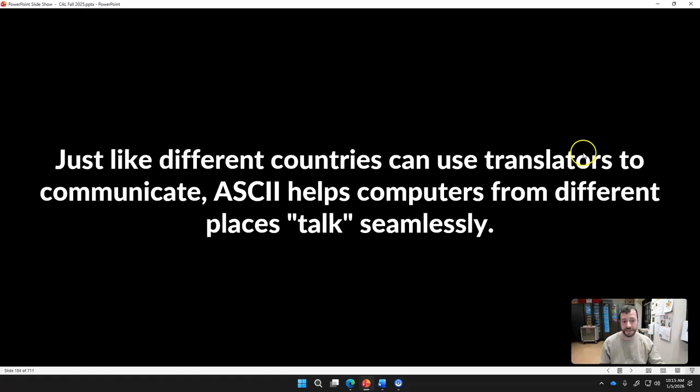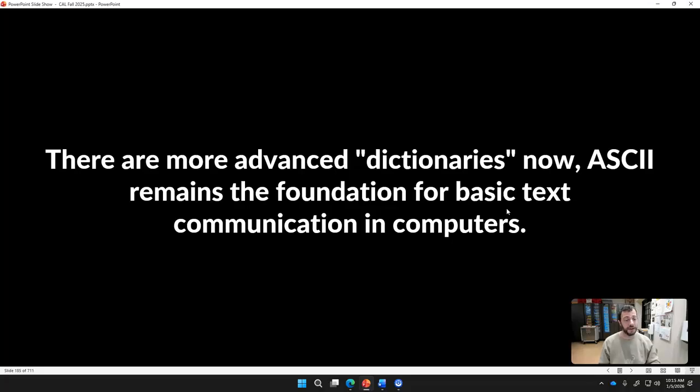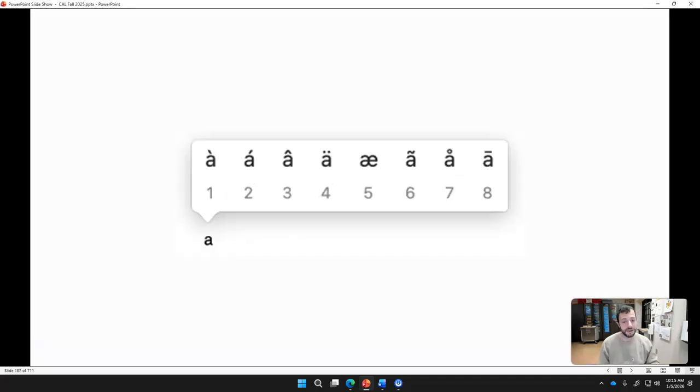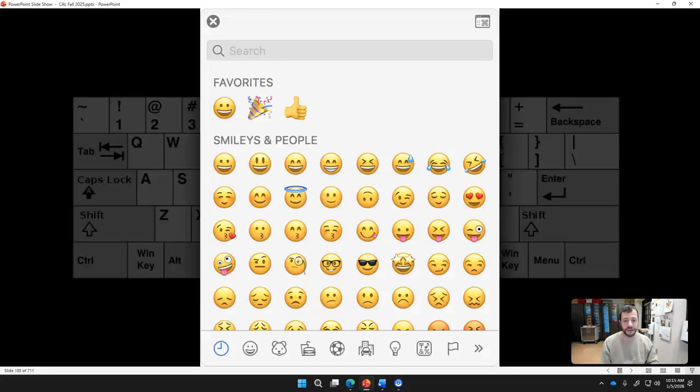Just like different countries can use different translators, ASCII helps computers from different places talk seamlessly. And now there are more advanced dictionaries because we are limited in the number of characters. Originally this is what the keyboard looked like, but now we have special characters like these symbols, which weren't in the original table. So we would have just gotten an empty bracket set, we wouldn't have gotten a symbol. It would have been missing, essentially, if you tried to send a character there.